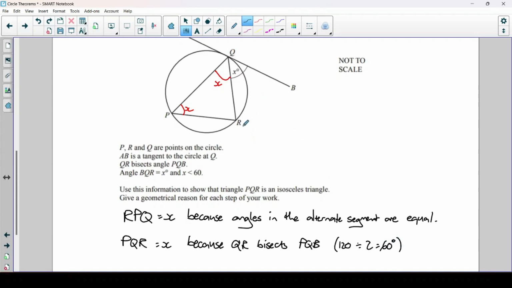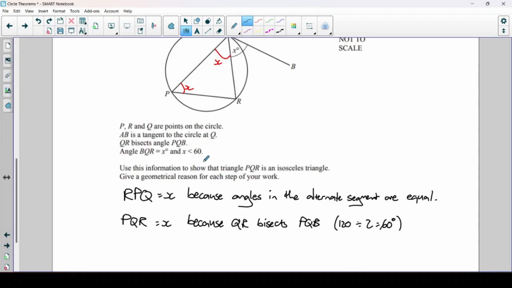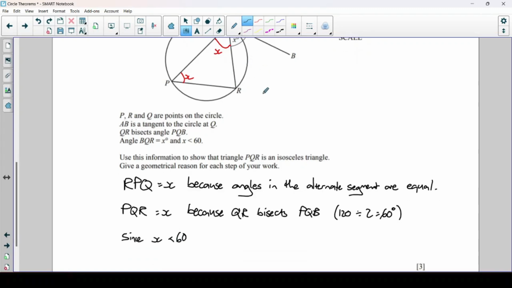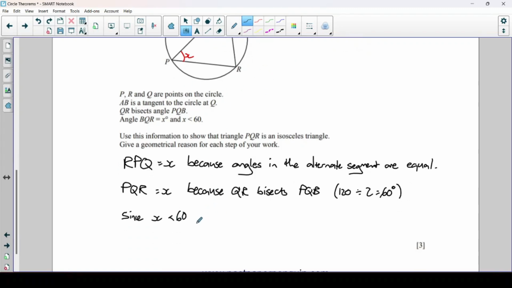Now there's one more thing that I think I'd like to just include here, because there's one other possibility, and that's the fact that all of these are equal, and it wouldn't be an isosceles triangle, it would be an equilateral triangle. However, it does say here that x is less than 60. Okay? So since x is less than 60, that means that PRQ can't be 60, okay? They're not all 60. Because in an equilateral triangle, they'd all have to be 60 degrees.